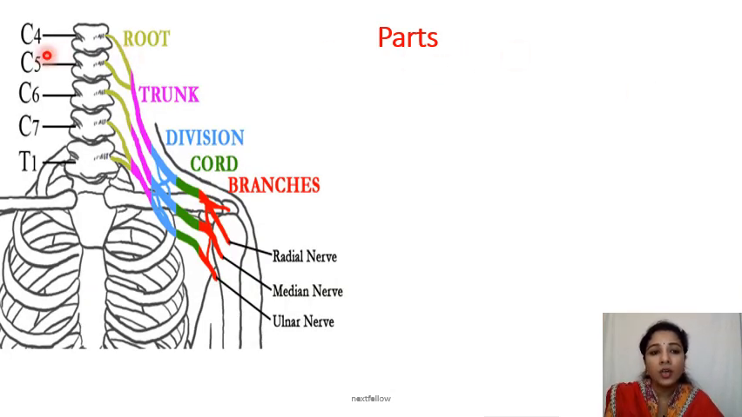So the roots are always C5 to T1. Sometimes C4 may contribute to the brachial plexus. If C4 contribution is major, then it is called a prefixed plexus. And in some cases, we may have T2 contribution in the brachial plexus. In such cases, C4 won't contribute and there may be less contribution from C5. In such a context, it is called a post-fixed plexus. Prefixed if C4 contributes, post-fixed if T2 contributes.